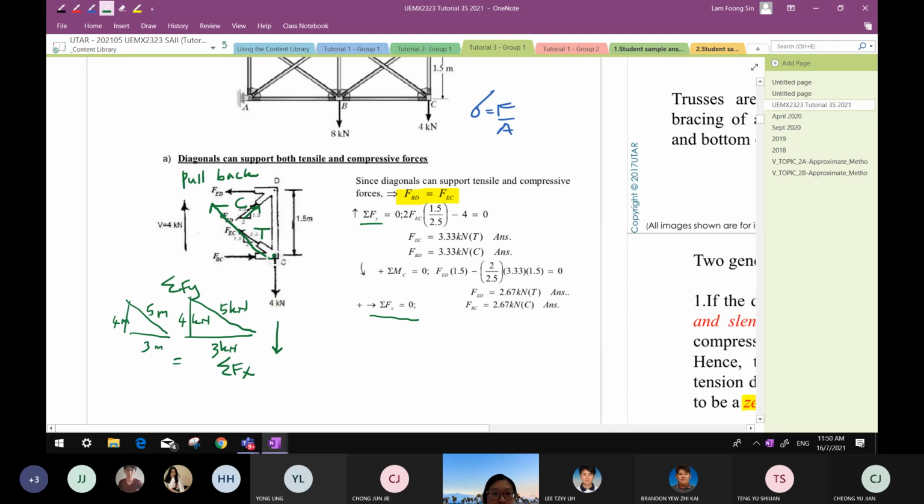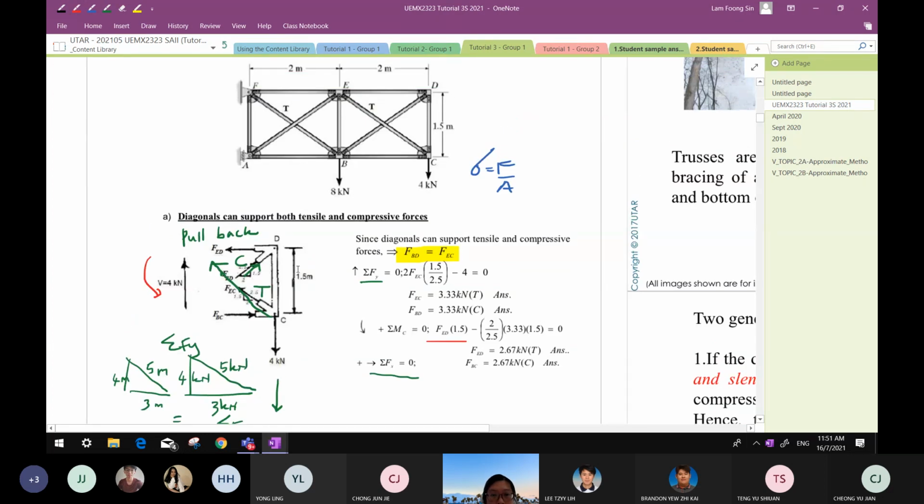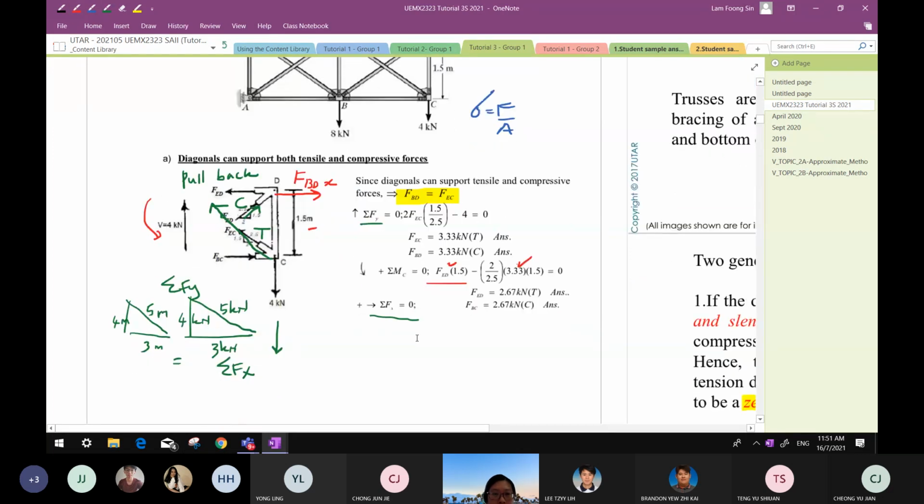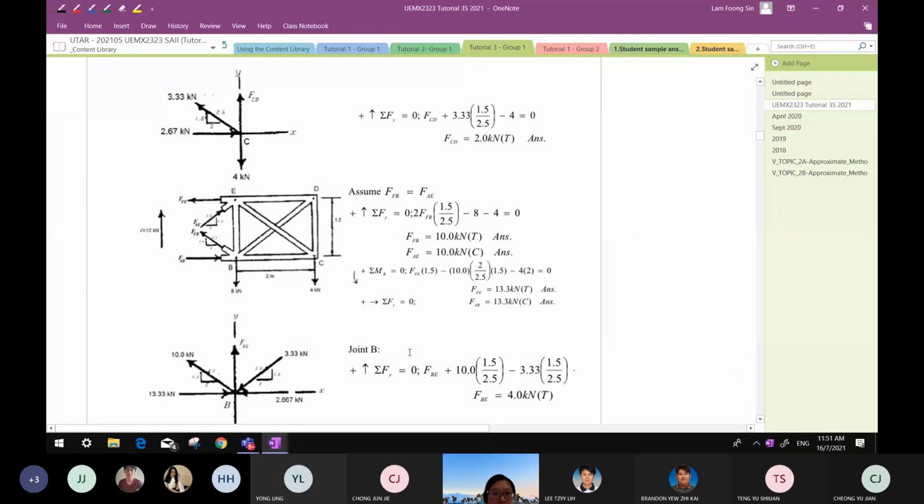And then take a moment about C here. So force times distance, force and distance. Then the other force, what is it? 2. Yeah, the component of that. So we still have this one. So component of F, B, D, the X component, right? So that comes from that. So you got one force, and then this is FE times 1.5 moment, because it's zero. Okay, any question here?